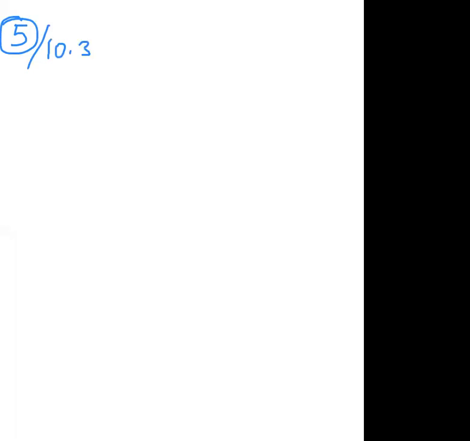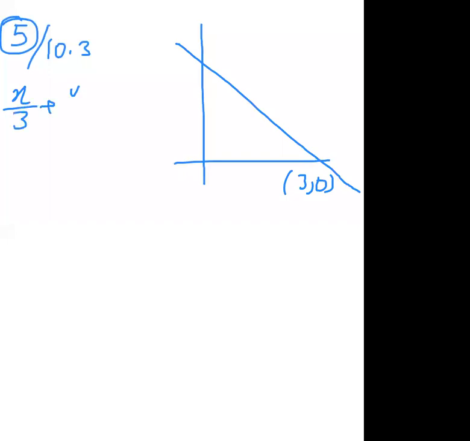Exercise 10.3, page number 2 to 7. We need to find the point on the x-axis which is at a distance of 4 units from the line x upon 3 plus y upon 4 equals 1.